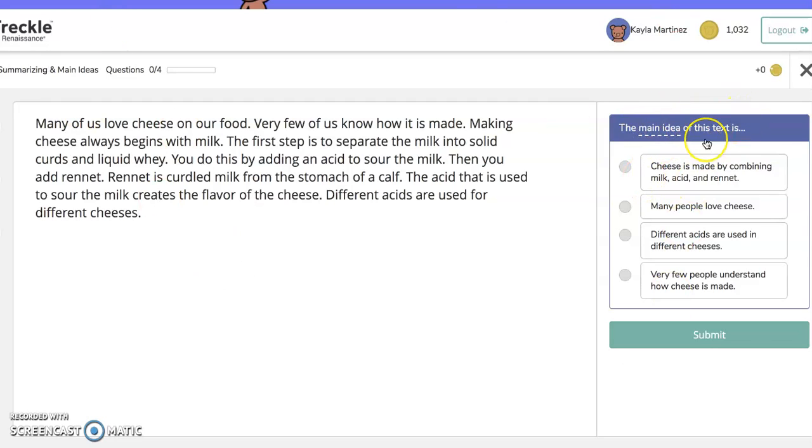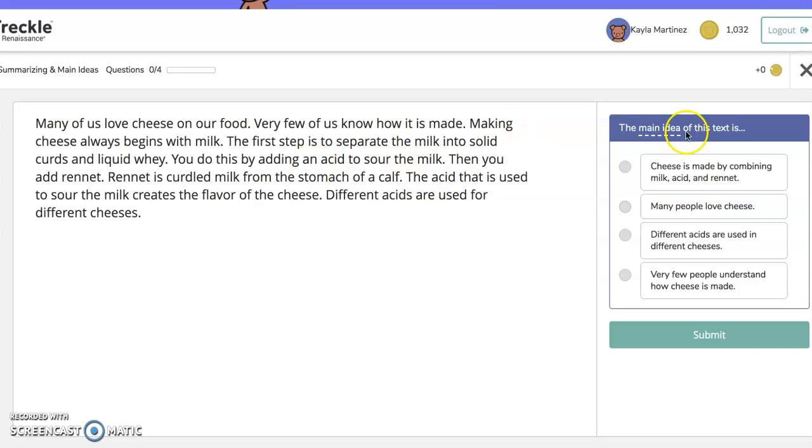So now, what is the main idea? What did we just read about? Before we even look at the answers, okay? What did we just read about? Did we read about how people put cheese on all these different types of foods like hot dogs and hamburgers? Did we learn about that? What did we really talk about here? Did we talk about different types of cheeses? Did we talk about the different types of acids, that there's this acid and that acid? Or did we just talk about how you can make it? What did we learn about?